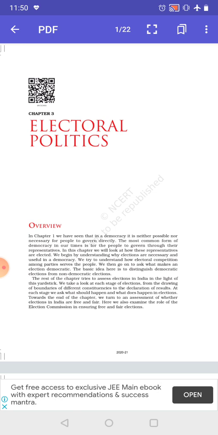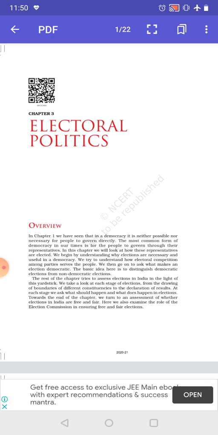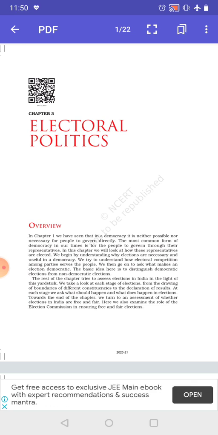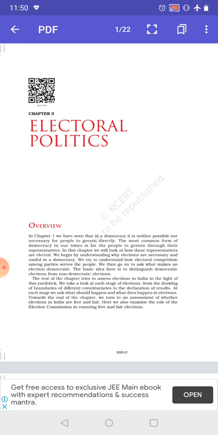Also, we will try to understand how electoral competition among different political parties serves the people, and after that we will try to distinguish between democratic elections and non-democratic elections. Also, we will look at the complete process of elections in India. We will take a look at each stage of election, from drawing the boundaries of different constituencies to the final declaration of results, and what happens at each stage, and how this whole process is carried out.